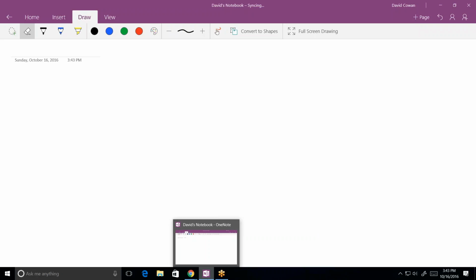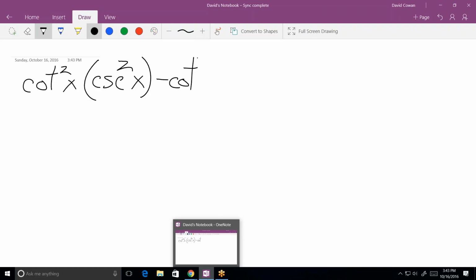This time I'll start far enough to the left. Okay, so cotangent squared of x times cosecant squared of x minus cotangent squared of negative x equals cotangent to the 4th of x. Is that it on the right? Yeah, that looks right.